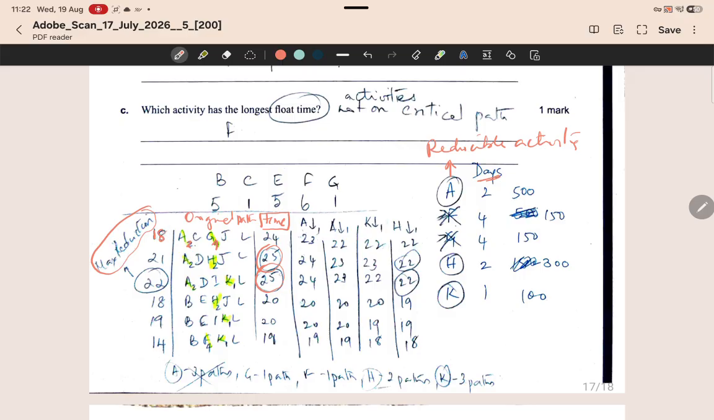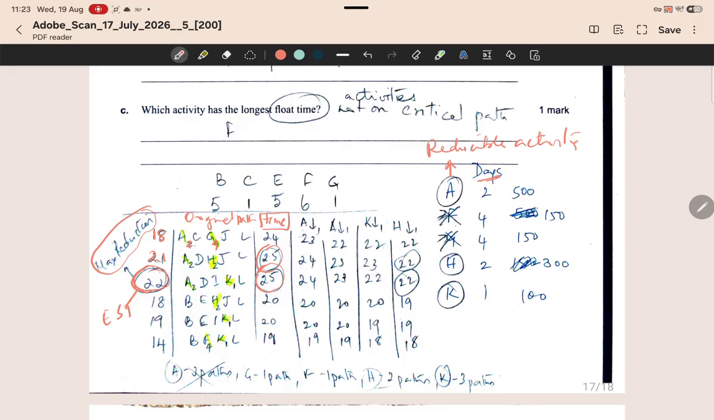So you do that along each path. So in the next path, A is 2 and H is 2. So that's 4. Take away 4 from 25, you get 21. So when you do this for each and every path, the maximum value that you get is 22. Now that is an indication that you can maximum reduce this particular network by 3 days, because 25 was the earliest completion time. Now the new earliest completion time is 22, and the difference between them is 3 days.